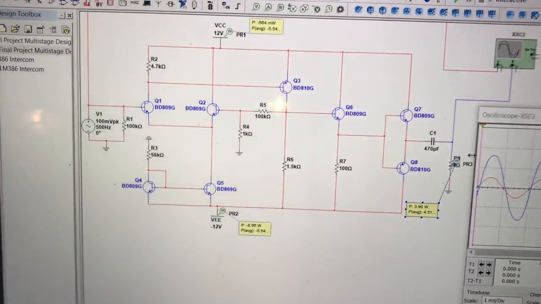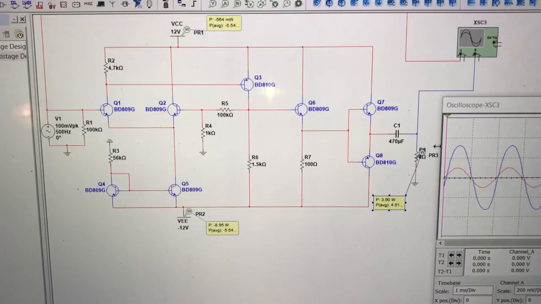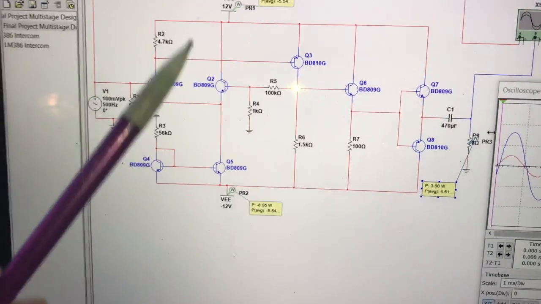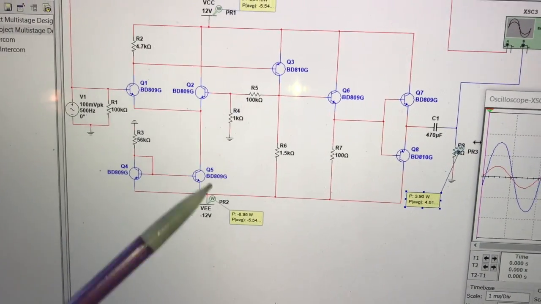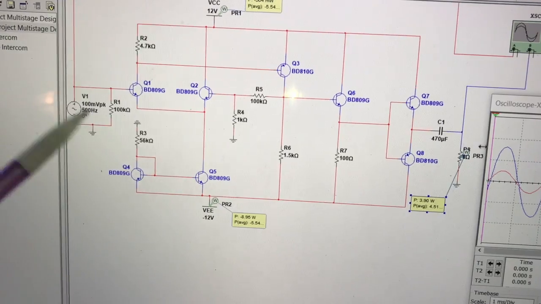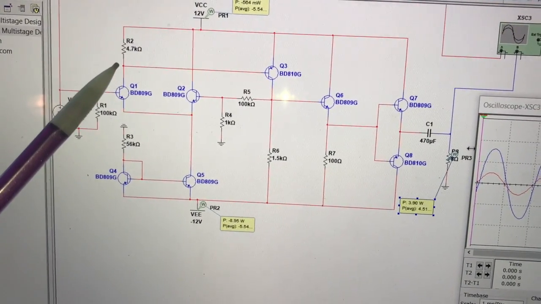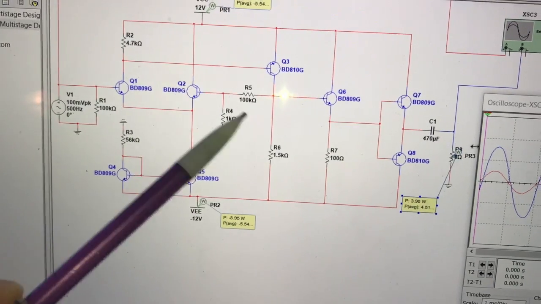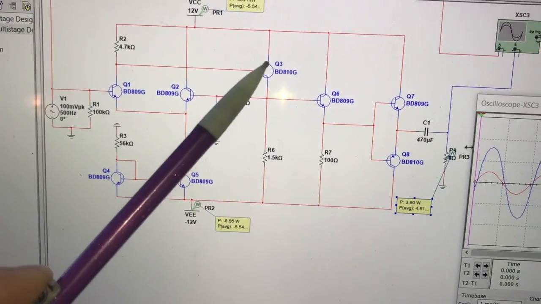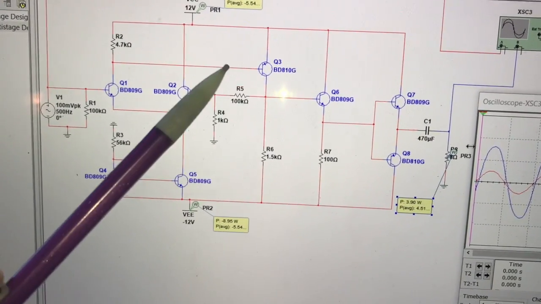Here we have our multi-stage amplifier design. This is a current mirror, and it supplies the current to this differential amplifier. From the differential amplifier, it goes a single-ended output into this level shifter circuit made with a PNP transistor.